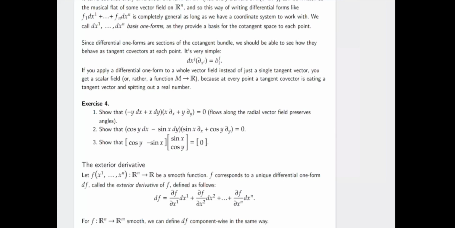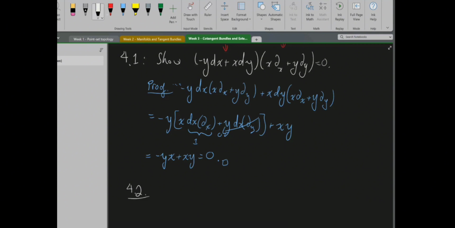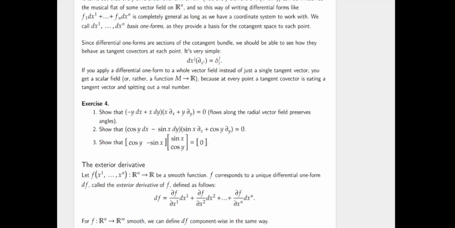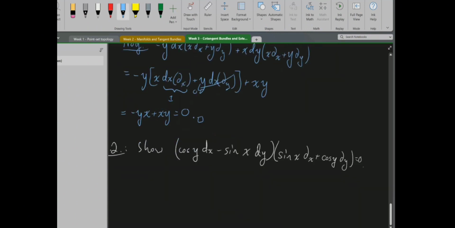This one's cosine y dx minus sine x dy. Cosine x, wait, is it y dx? Minus sine x dy. And then you plug in something. What was it? Sine x del x, cosine y del y. And that should be 0, I think.